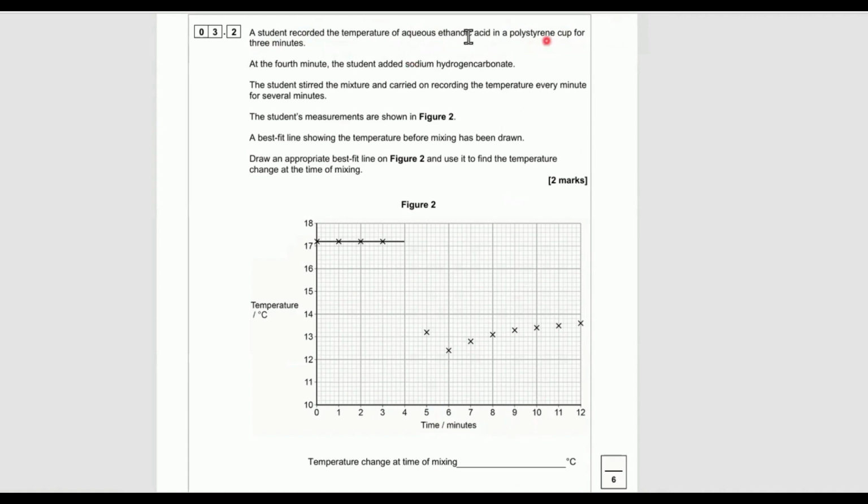Imagine this was asking, why is our result not as good? We didn't use a polystyrene cup, kind of thing. We used a glass beaker, whatever. I like to be thinking the whole time.